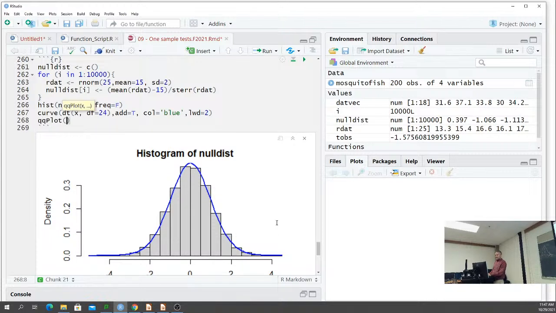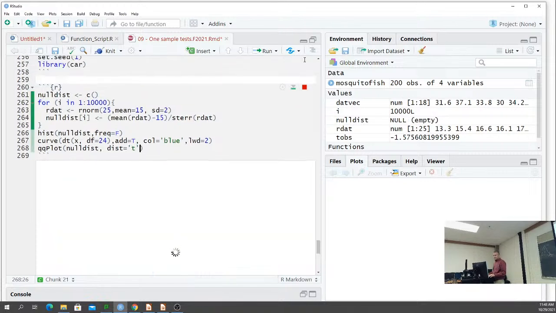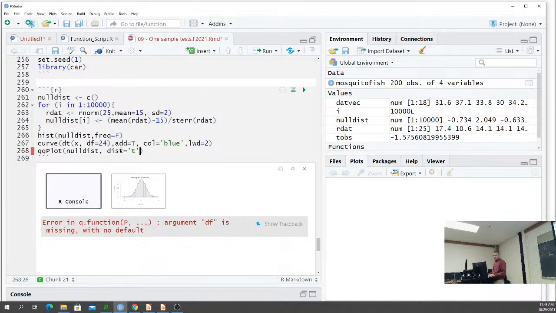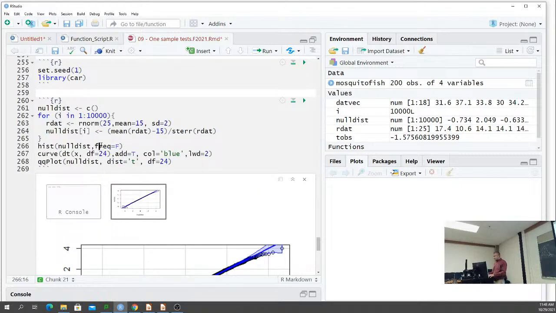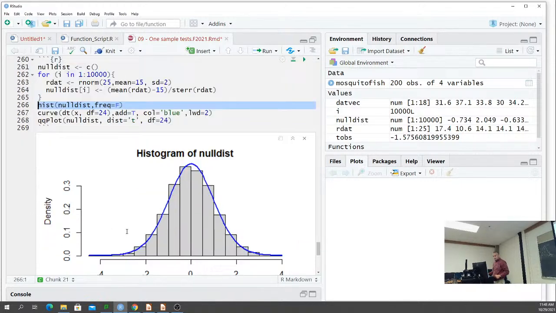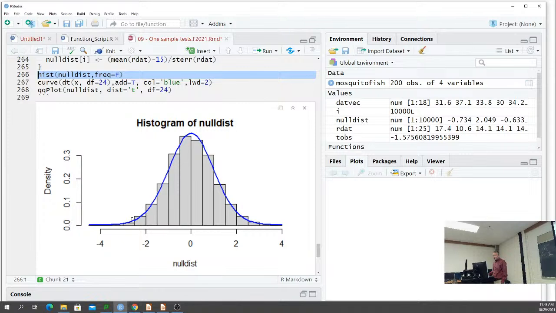Well, I loaded the car package. Let's check a QQ plot. dist t, df is 24. It is pretty spot on. So our p-value is, how likely is it that we're going to get a value? Let's see if I can run these back to back. There it goes. How likely is it that we're going to get a value just by random chance alone if this is our actual distribution?